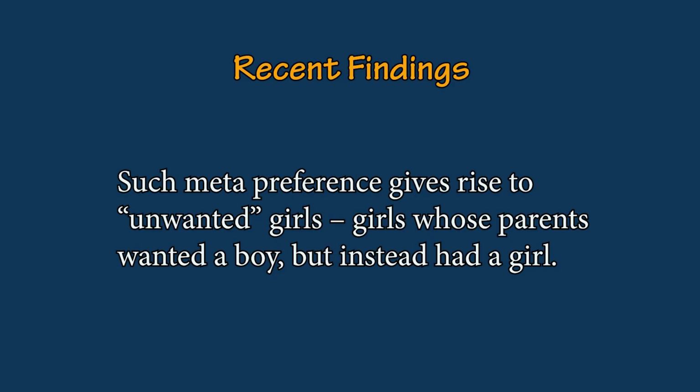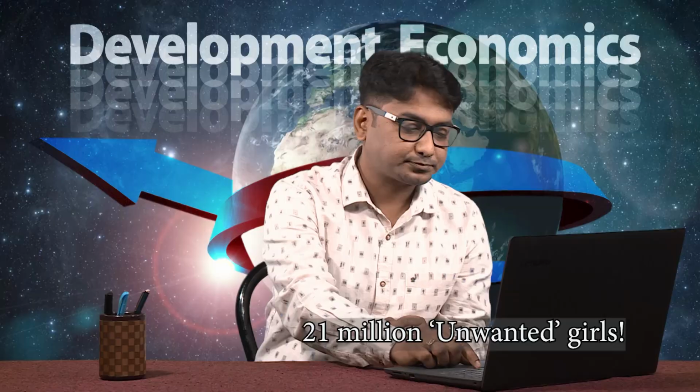Now we know that Punjab and Haryana have performed really badly in terms of son meta-preference, and such son meta-preference gives rise to unwanted girl children. Unwanted girls means girls whose parents wanted a boy but instead had a girl. And there is an estimation of this number of unwanted girls. That estimation is around 21 million.